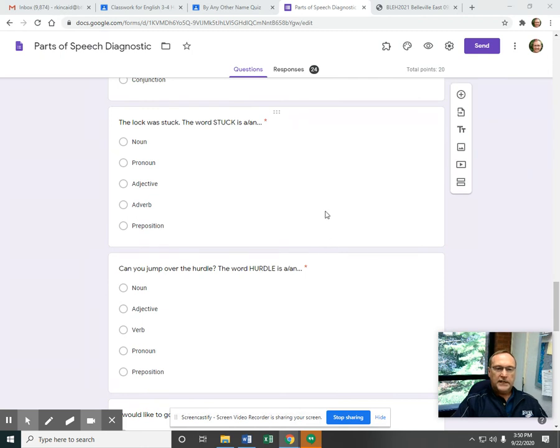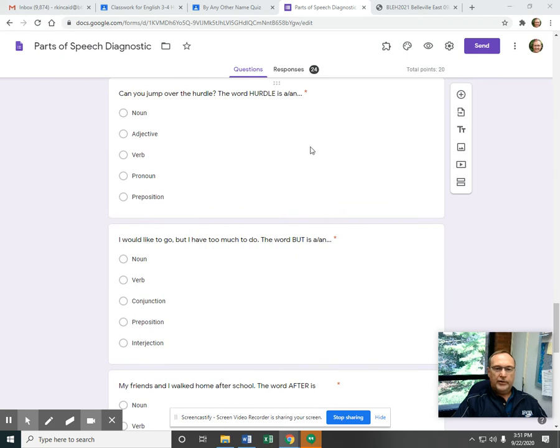The lock was stuck. The word stuck is an adjective. It tells you more about the lock. Now this one's a little bit unique because it doesn't come right before the noun that it modifies. It comes after the verb was, but it still tells you more about the noun lock.